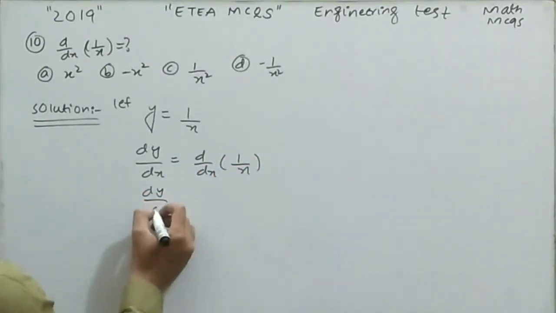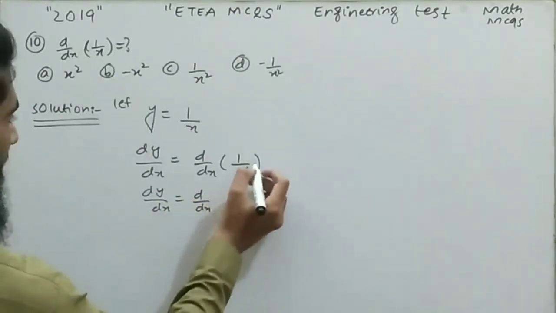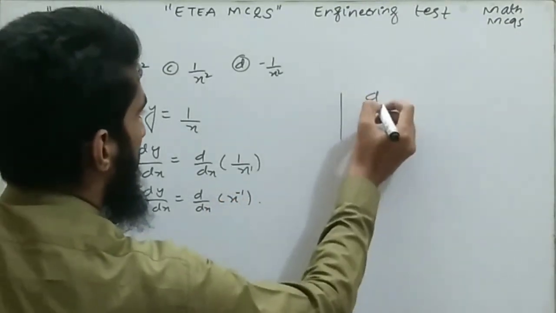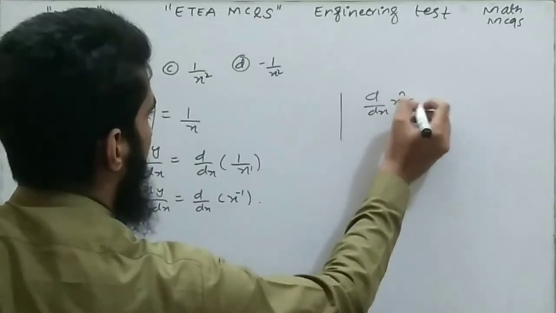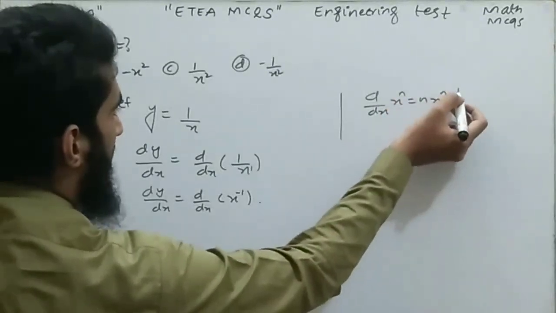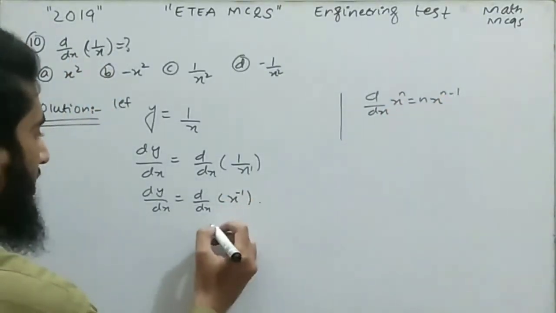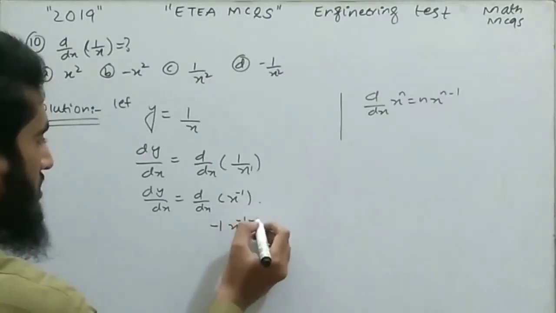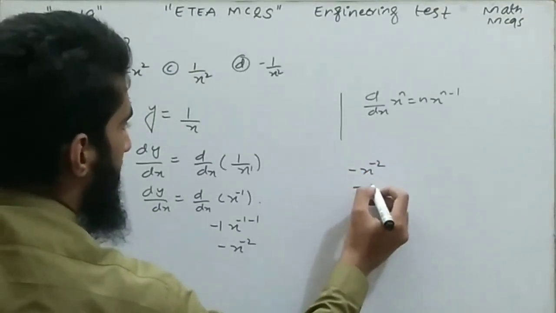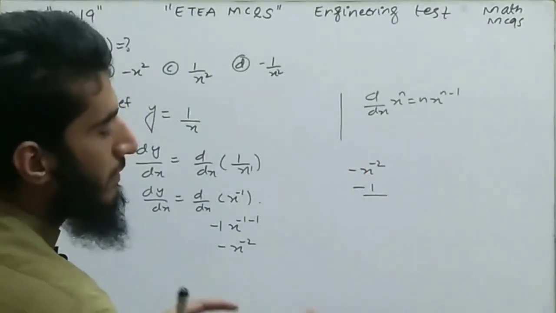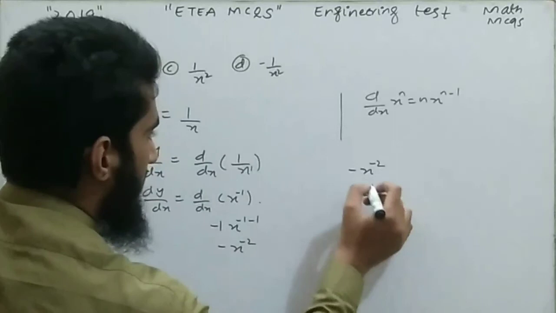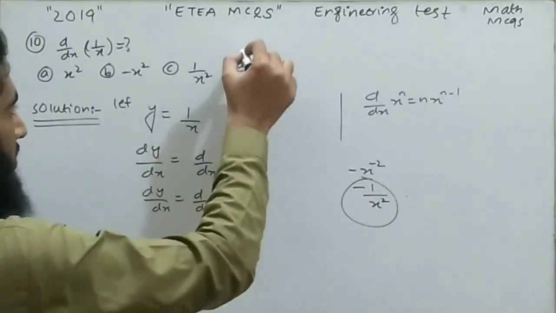So our dy by dx will be d by dx of x power negative 1, by moving 1 over x to the numerator it becomes x power negative 1. Now you know this rule that derivative of x power n is equal to n x power n minus 1. Over here n is a constant, so it comes to the front and we subtract 1 from the power. So this minus 1 plays the role of constant, it comes to the front and we subtract 1 from the power. So minus 1 into minus 1, it gives us minus x power minus 2. So minus x power minus 2 can be written as minus 1 divided by x power 2, because the power over here is negative, so by moving to the denominator, this power will become positive. So it becomes minus 1 over x power 2. So the correct option for this MCQ is option number D.